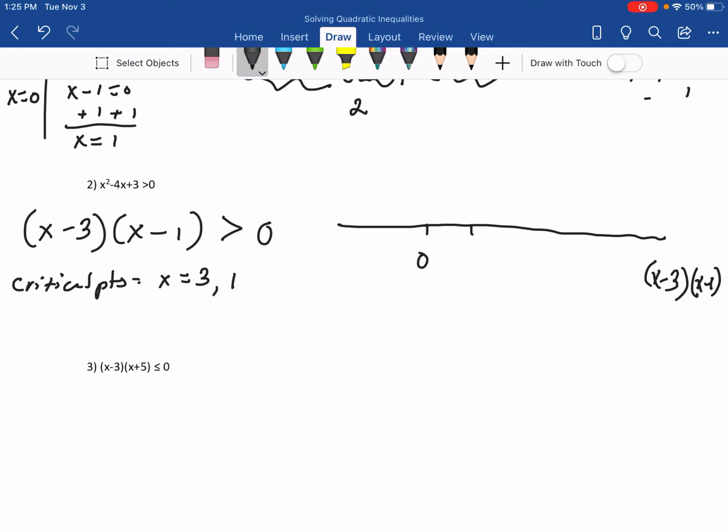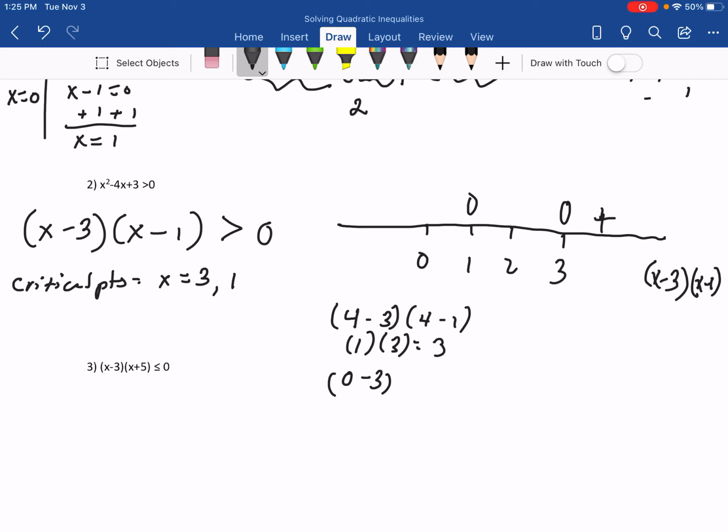So 0, 1, 2, 3. At 1 and 3, the expression is equal to 0, right? So let's test first to the right of 3. I'm going to test 4. So that's going to be 4 minus 3 times 4 minus 1. So that's 1 times 3, which is 3. So to the right of 3, the sign is positive. Let's do to the left of 1. So I'm going to try 0. That's going to be 0 minus 3, 0 minus 1, which is negative 3 times negative 1, which is positive 3. So we have positives to the left of 1.